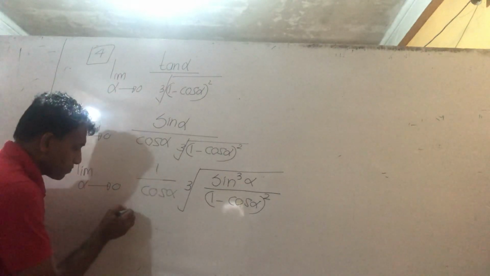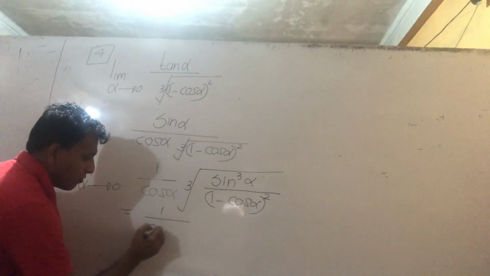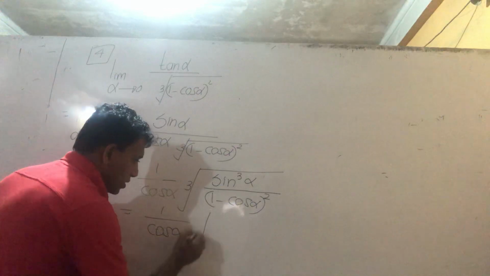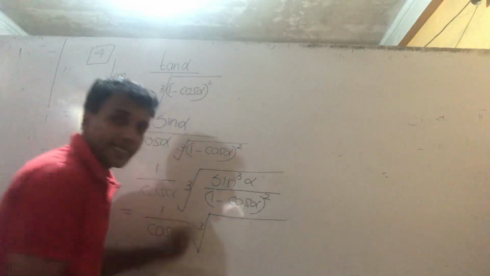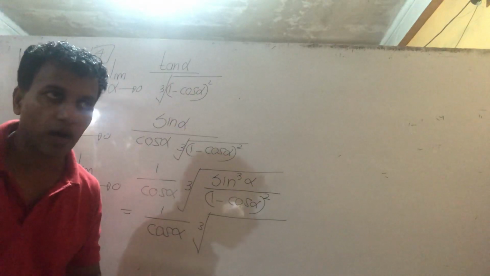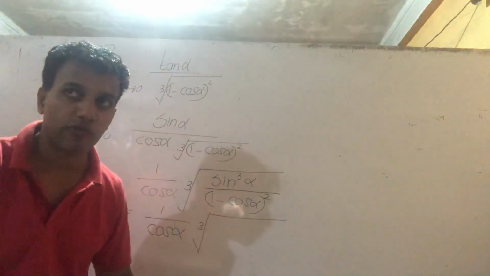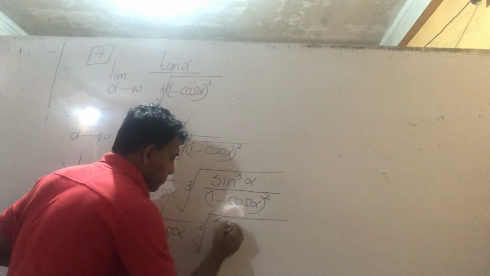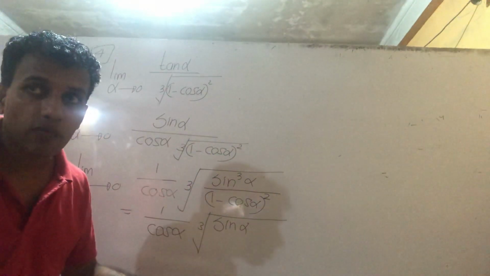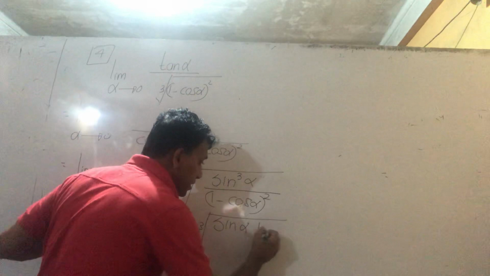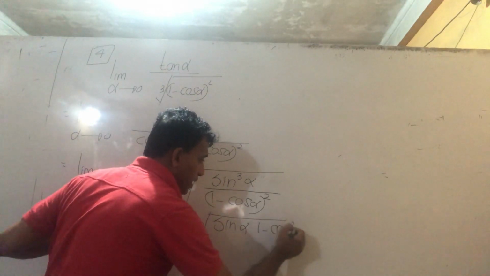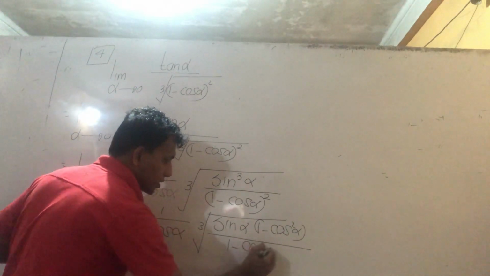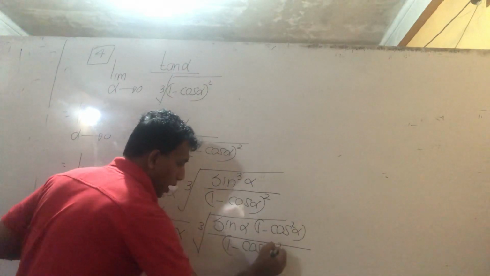The next part, 1 over cos alpha, third root, sine cube alpha. What is sine cube alpha? Sine alpha into sine square alpha, right? Therefore, sine alpha, that's sine square alpha. What is sine square alpha? 1 minus cos square alpha, over 1 minus cos alpha, completely squared.